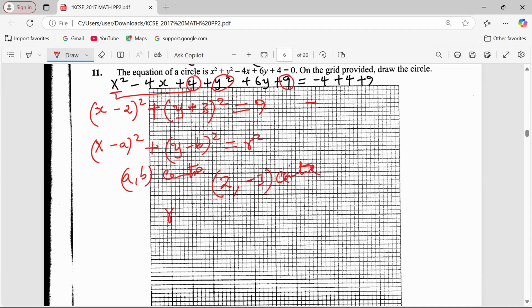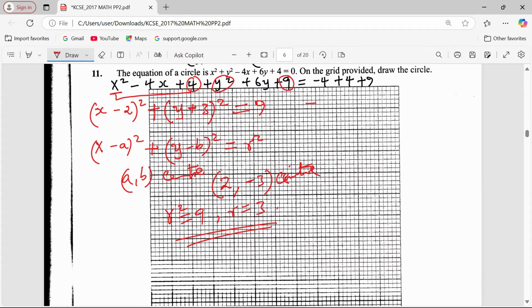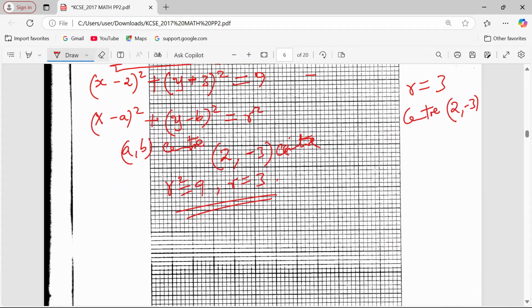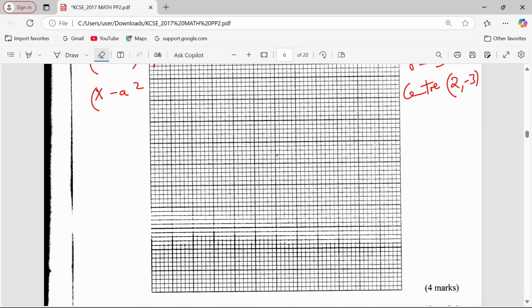Then the radius squared equals 9. So the radius becomes 3 units. So the radius is exactly 3 units. Now with all these, a radius of 3 units and a center of (2, negative 3), the circle can be drawn. So we can now have the circle. Let's see what we can do to get the circle.